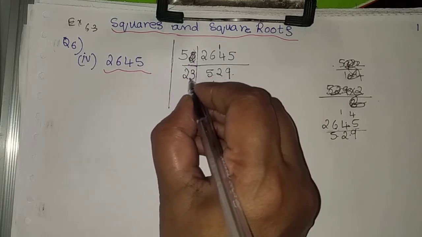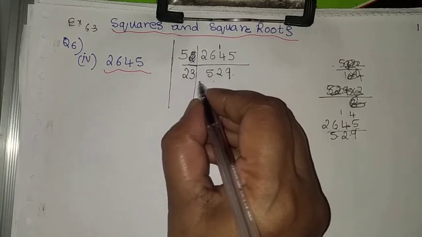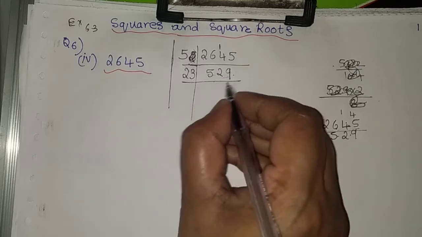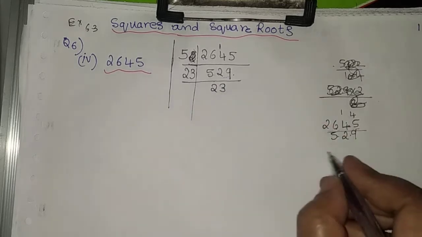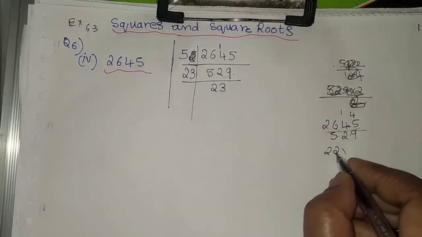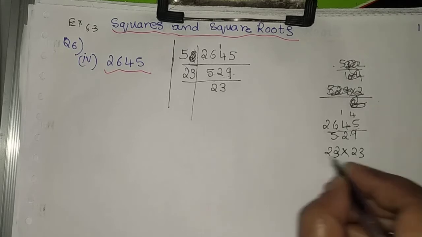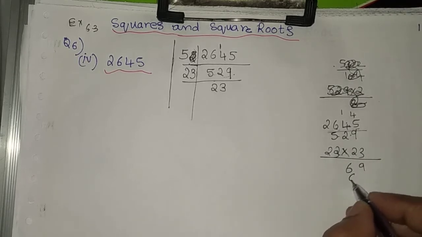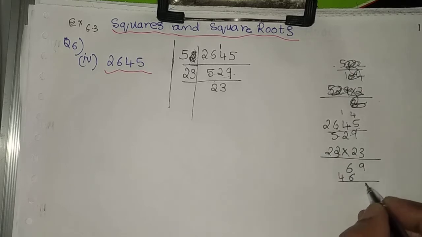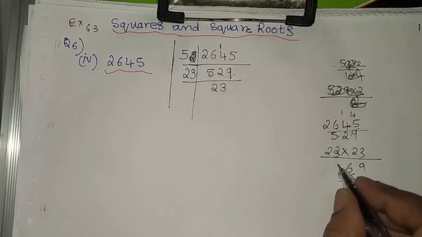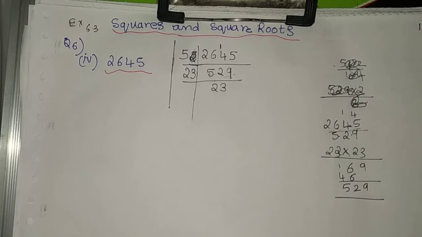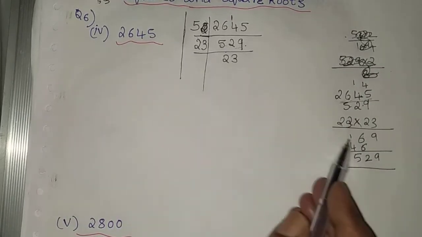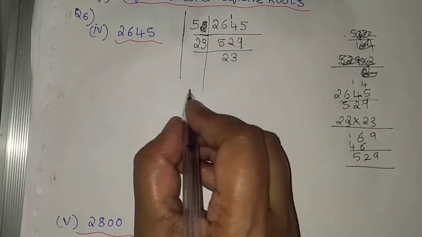Next, since 23 into 23 is 529, we directly take 23. Multiply and see, 23 into 23: 3 3s are 9, 2 3s are 6, 2 3s are 6, 2 2s are 4, 9, 6 and 12, 529 we are getting. So this is how to factorize, and this is the square of this number.